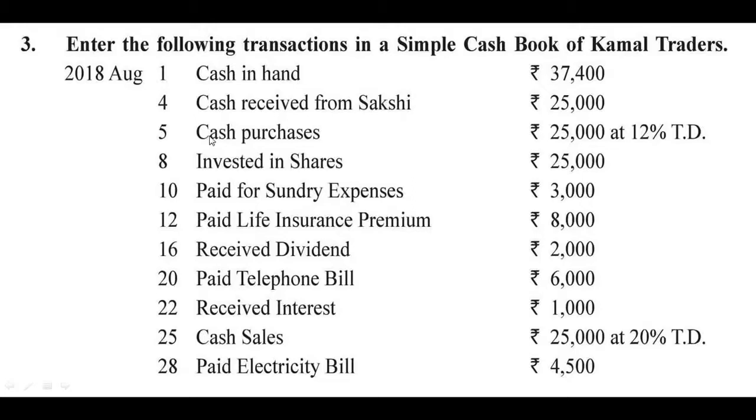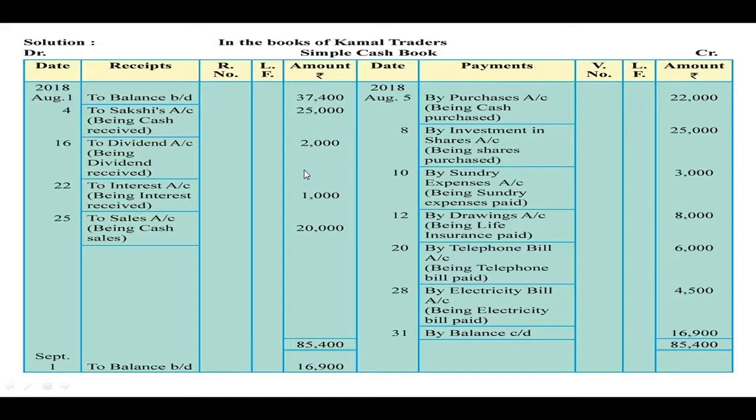Then 8th August, invested in shares rupees 25,000. Now shares are purchased. Invested in shares means shares are purchased. So it is recorded on the credit side because whenever anything is purchased in exchange, cash goes out of the business. Therefore, this transaction will be recorded on the credit side, that is 8th August, by investment in shares account 25,000, being shares purchased.